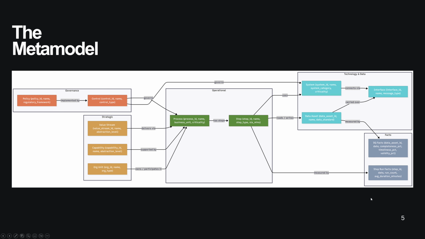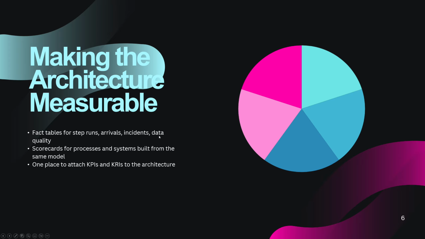So I'm going to jump forward, sorry. This gets into that quantitative idea: fact tables for step runs, arrivals, incidents, and data quality; generated scorecards for processes and systems built from that model; and one place to attach KPIs and KRIs to the architecture. KPIs are key performance indicators, and KRIs are key risk indicators.